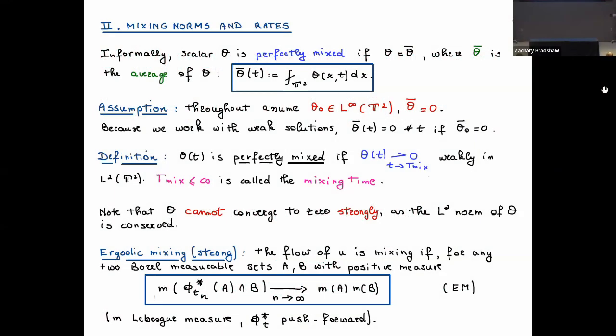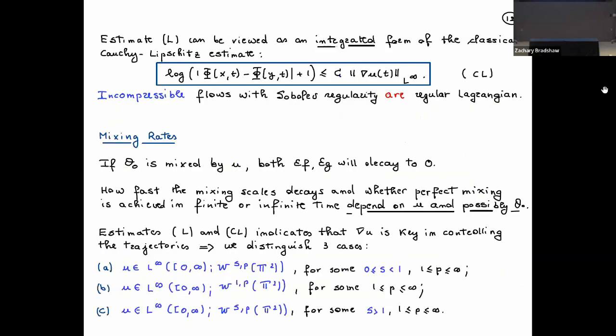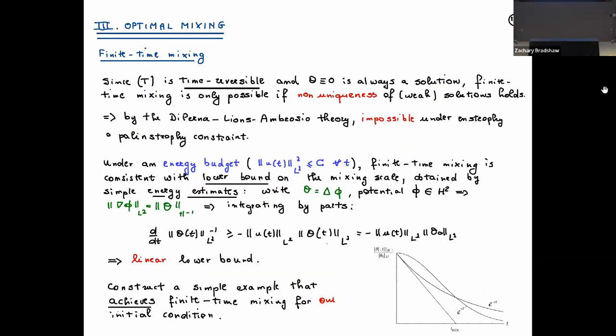So I continue where I left off. Remember, we discussed mixing in general and some mix norms, ways to quantify mixing, and now we want to study rates and see whether those rates are optimal. So let me start. Remember there were three cases.